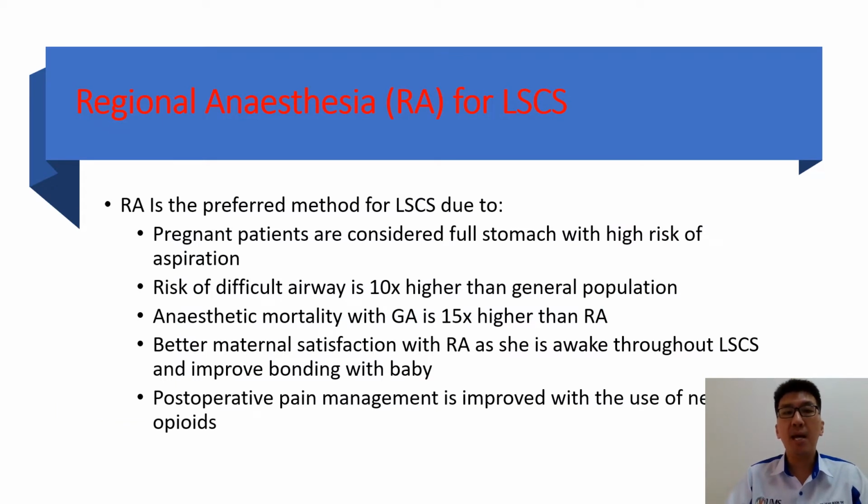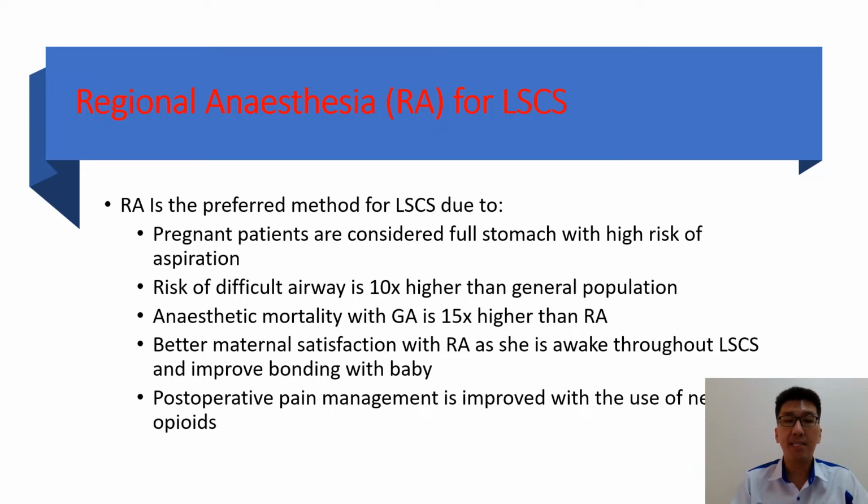Well, in this segment, I will elaborate further regarding regional anesthesia, RA, for lower segment cesarean section. RA is the preferred method for lower segment cesarean section. This is because pregnant ladies are considered to be at high risk of aspiration due to their full stomach. And as mentioned earlier, the risk of difficult airway is 10 times higher than the general population during pregnancy. And anesthetic mortality with GA is 15 times higher than with regional anesthesia.